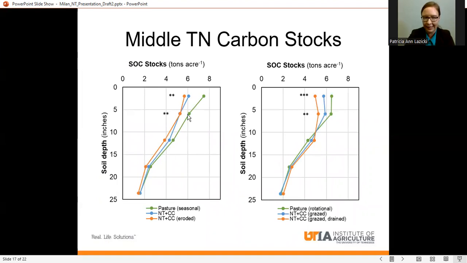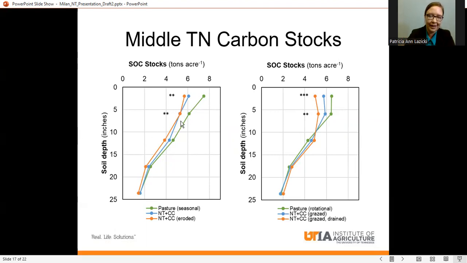I want you to take a look at this green line on both of them. That's the pasture site. And it always had the highest carbon in the topsoil. For the first site, it tended to be a bit higher all the way down the soil profile, and that might have something to do with it just being a wetter site.